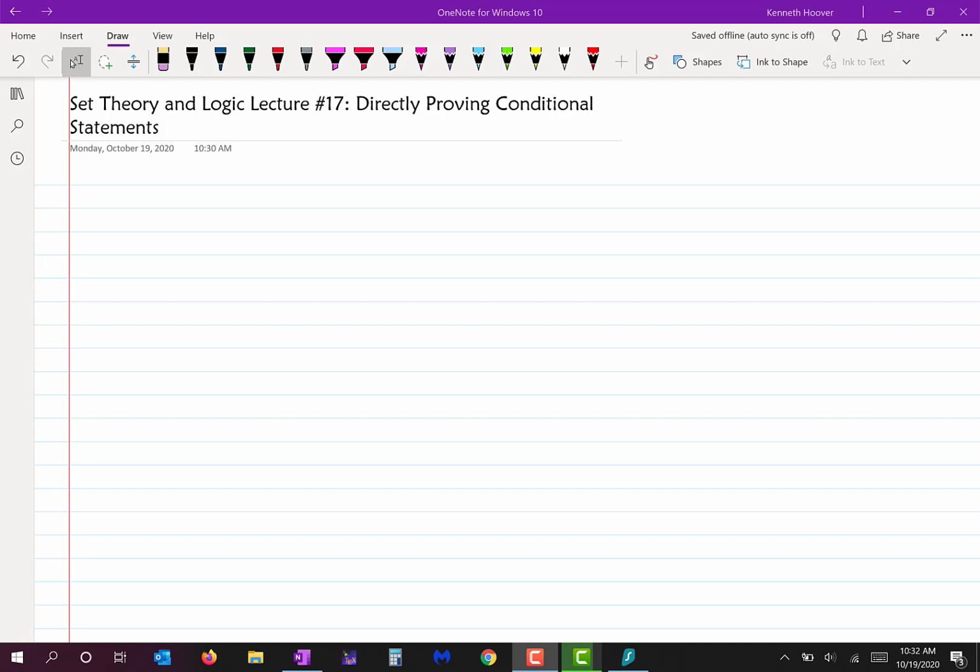Okay, let's think about this. You have this statement: if P, then Q. And you want to show that that is true. That's what it means to prove something, is to show that it's true. Now, think about the truth table for P implies Q. It looks like this.